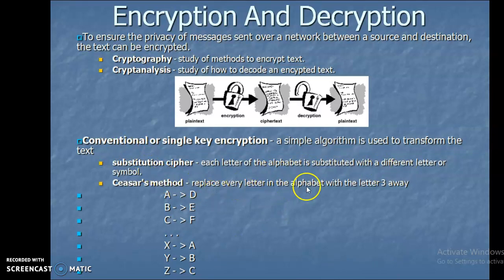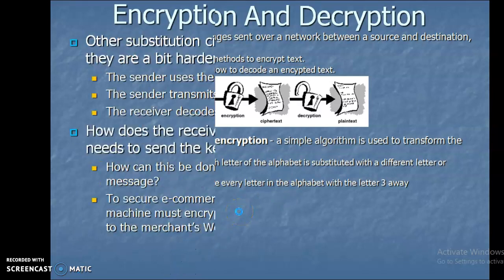Caesar's method: replace every letter with +3. So A is replaced by +3, which is D. In between we have B, C, D. So B +3: C, D, E. So B is replaced by E. Everyone is replaced by +3. This is known as Caesar's method.